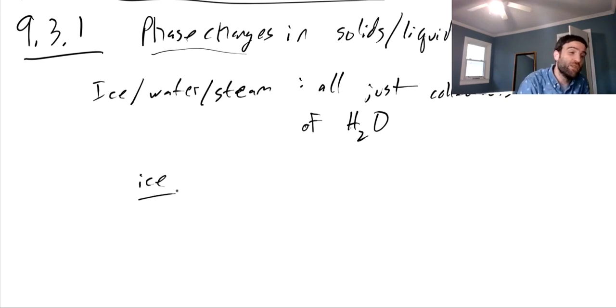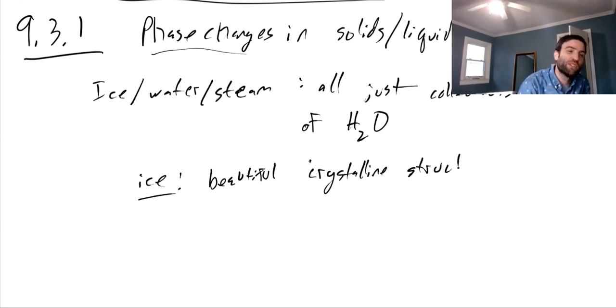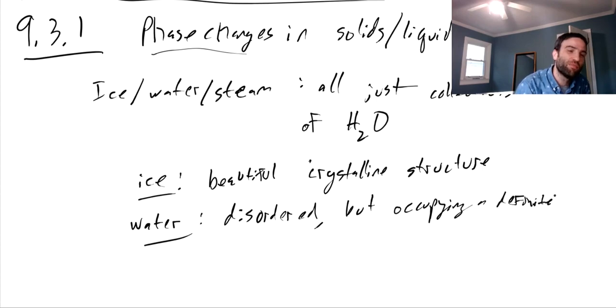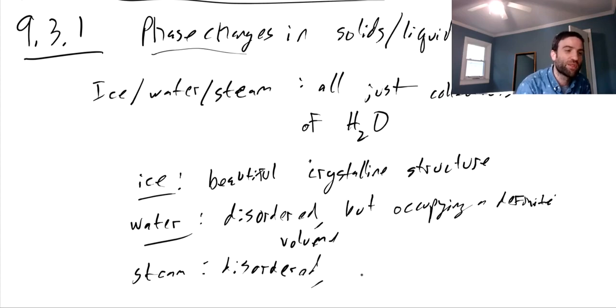So in an ice, you have this beautiful, highly symmetrical crystalline structure, right? Every single molecule precisely in its place. Beautiful. In water, the molecules are disordered, but occupying a definite volume. And in steam, they're disordered and just filling up the available space.